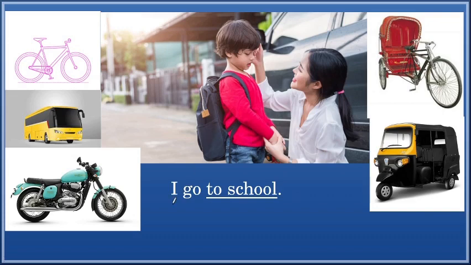Now here we have, I go to school. To school should be said together. Don't separate it as I go to, school. That's a wrong way of saying. It should be I go to school. I go can be together, or I go can be separate. But to school has to be together. I go to school. And we have a lot of pictures here showing how you can go to school.